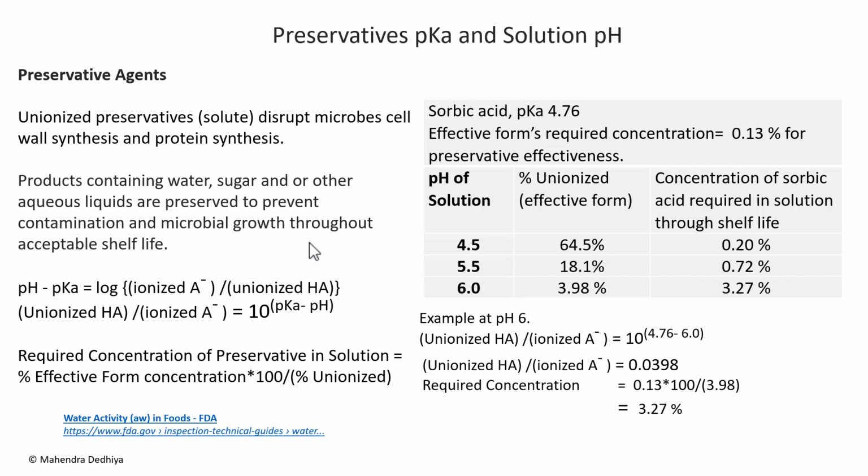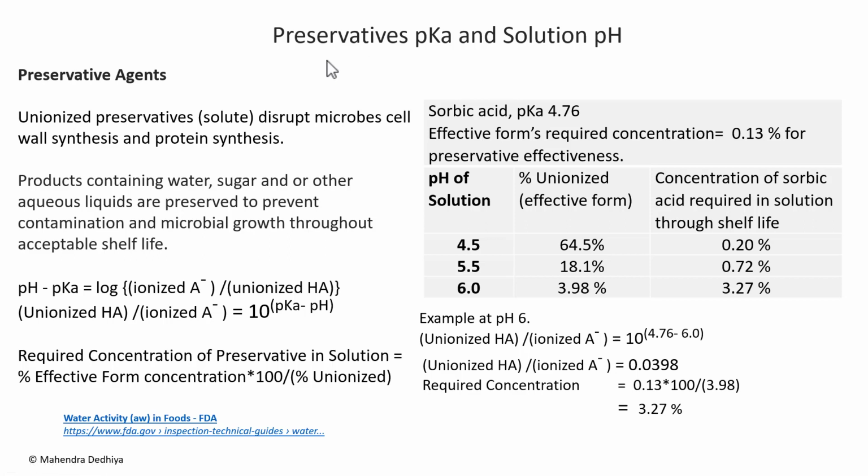Preservative pKa and solution pH. When would the preservative be effective? Unionized preservative species disrupt microbes, cell wall synthesis, and protein synthesis. So we want to have unionized species at the microbe's cell site. Products containing water, sugar, and other aqueous liquids need to be preserved to prevent contamination of microbial growth throughout shelf life. So pH pKa relationship becomes very important.